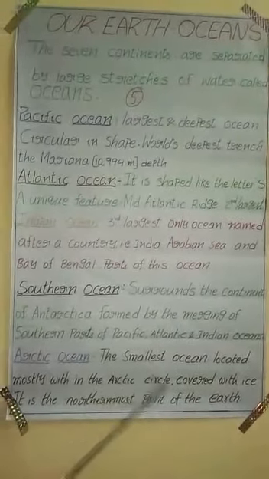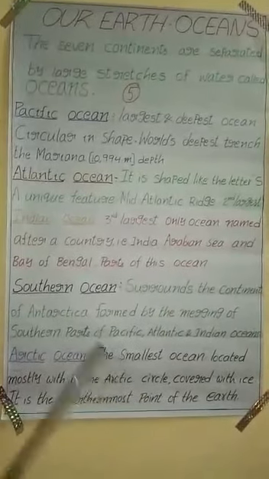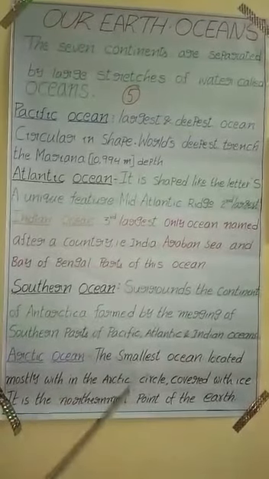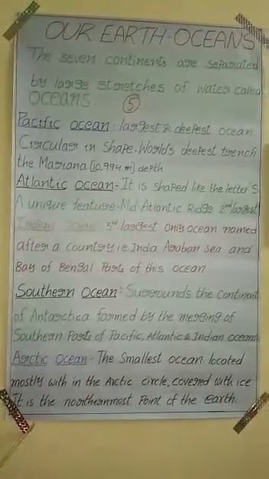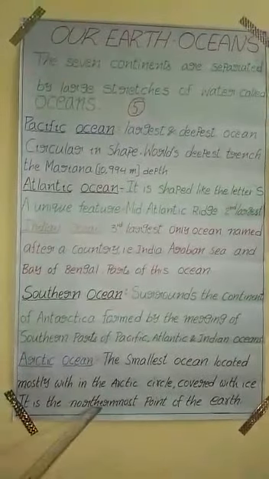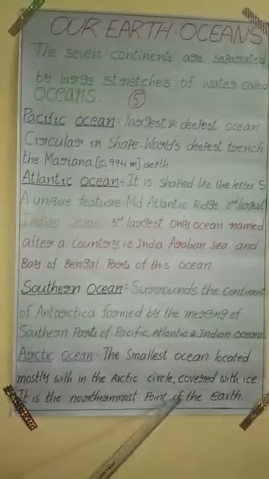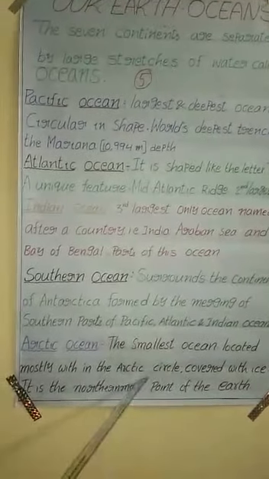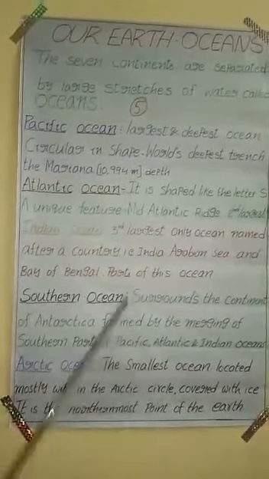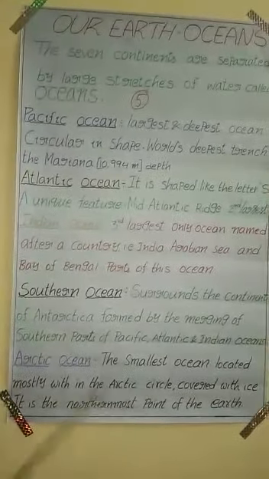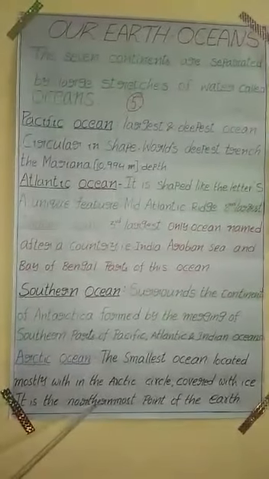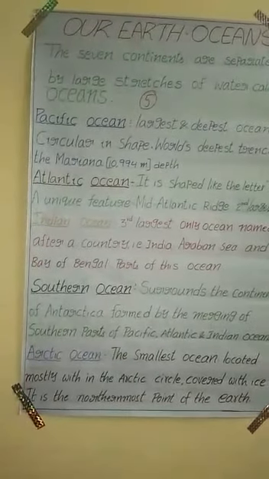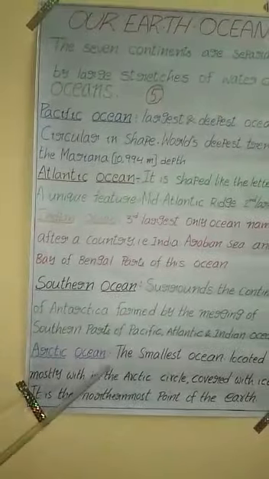The North Pole is located here. It is the northernmost point on the earth, and the area surrounding it is frozen throughout the year. Here I wrote, it is the northernmost point of the earth, and that's why we can say that it is frozen throughout the 365 days. As it is the northernmost point of the earth, it is located in the North Pole area. That's why it is frozen throughout the 365 days. That is about the Arctic Ocean.